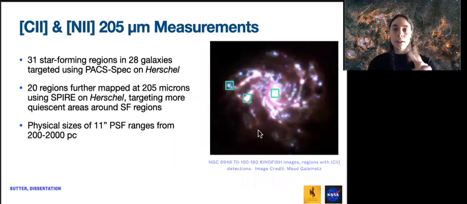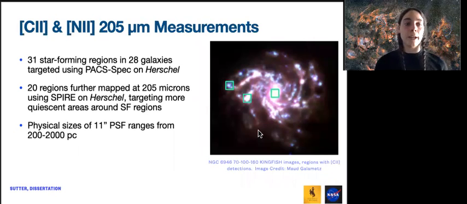The two big things I need to perform my analysis are our spectral maps of the C+ and nitrogen-2 205 micron lines. And I will talk about why nitrogen-2 is important in a second. But from the KINGFISH survey, there were 31 star-forming regions in 28 of the galaxies that were mapped in both of these two infrared lines.